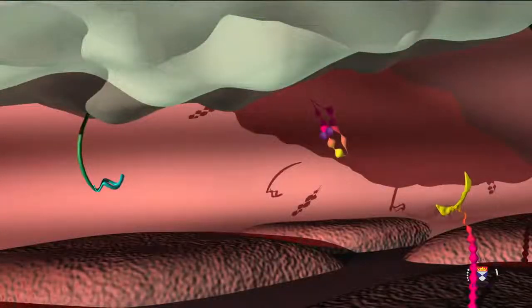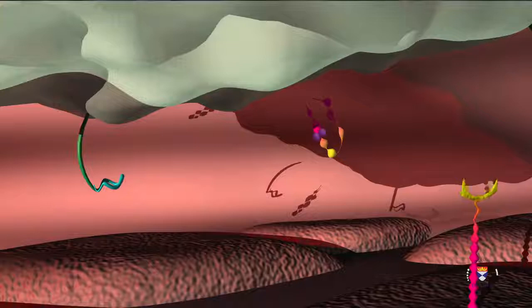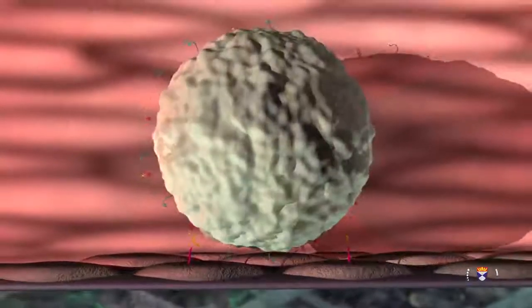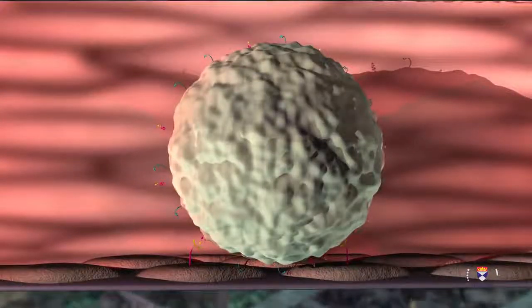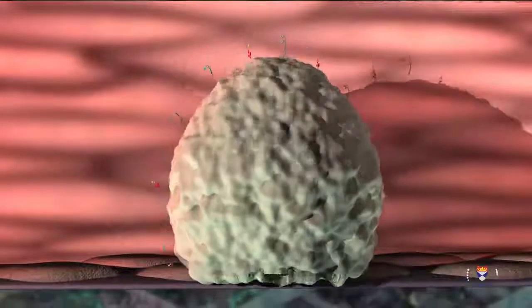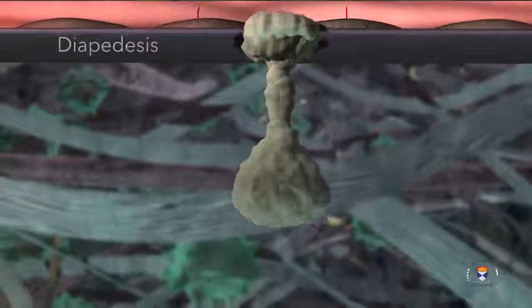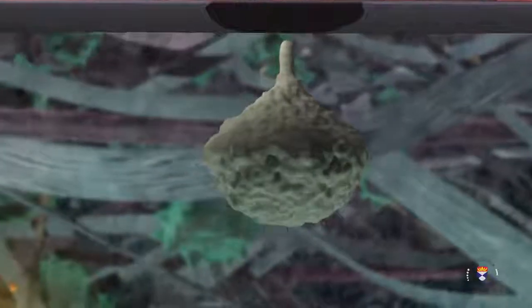Chemokines will bind with the leukocyte to activate it, which induces a change in the structure of integrin. This change makes it bind ICAM tightly. The leukocyte stops rolling once it's tightly bound and flattens against the vessel wall. The leukocyte crosses the vessel wall by extending its pseudopods through the gaps, pulling themselves through and into the extravascular space. This process is known as diapedesis.